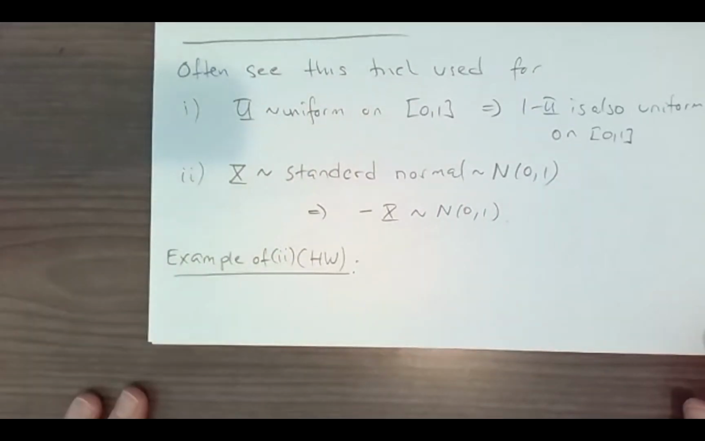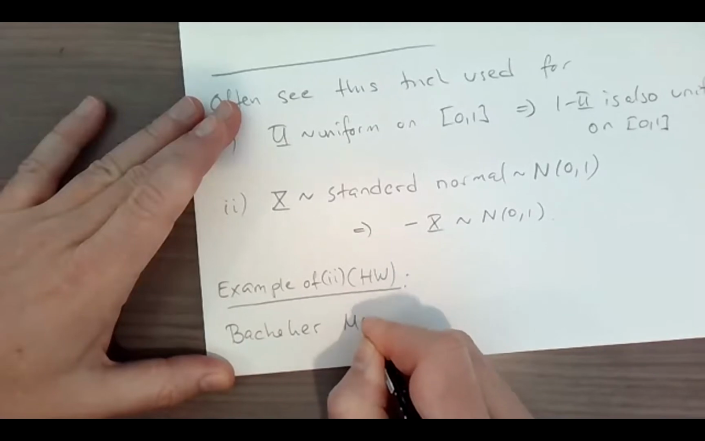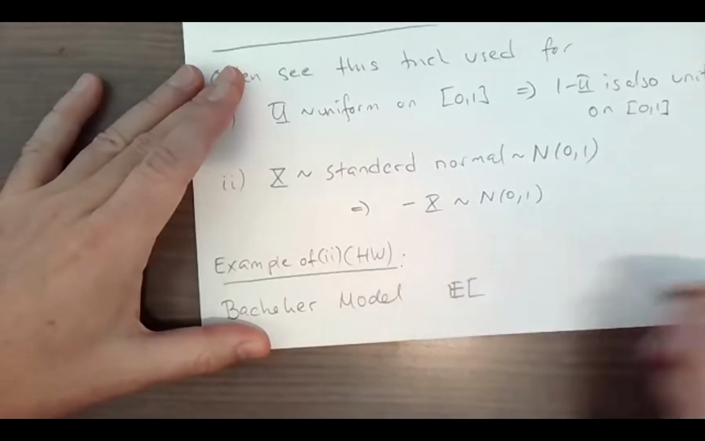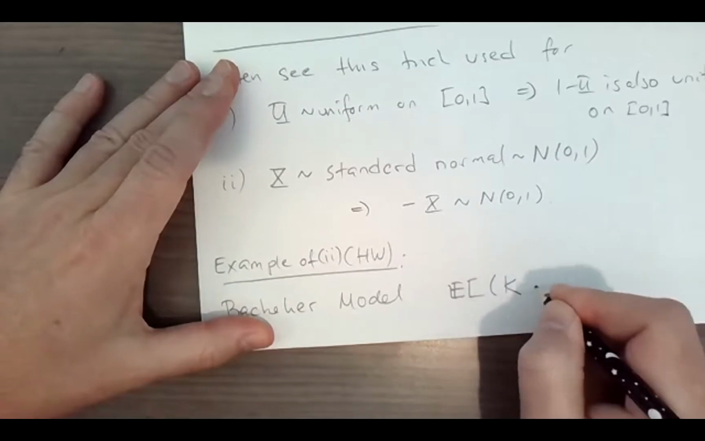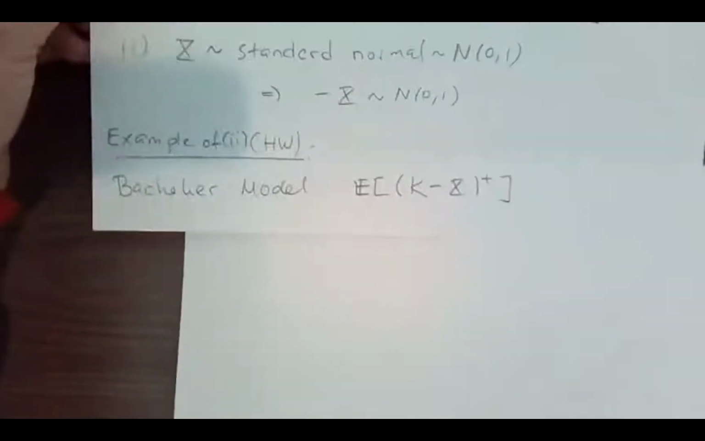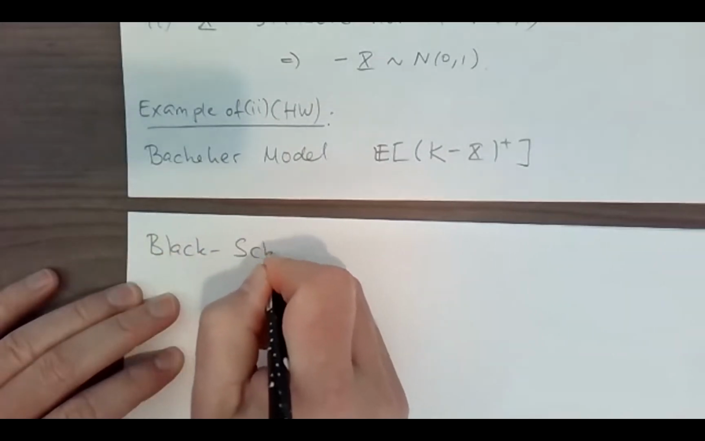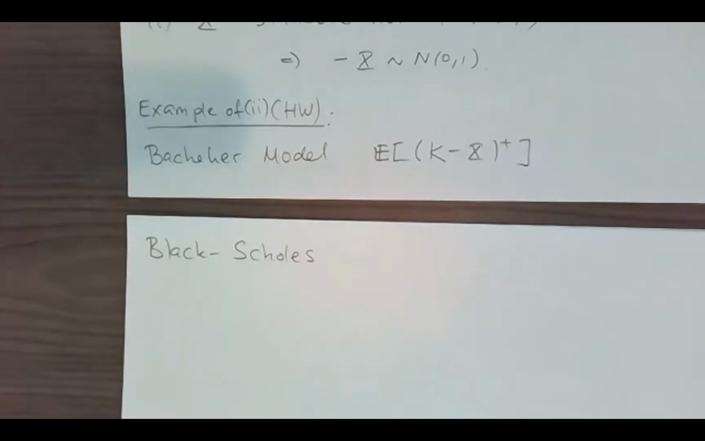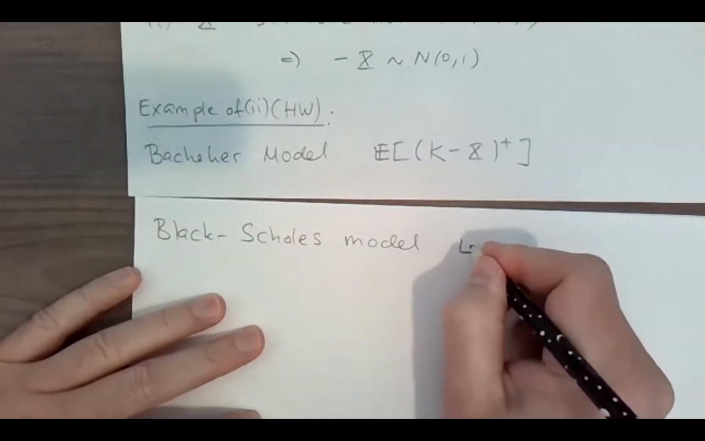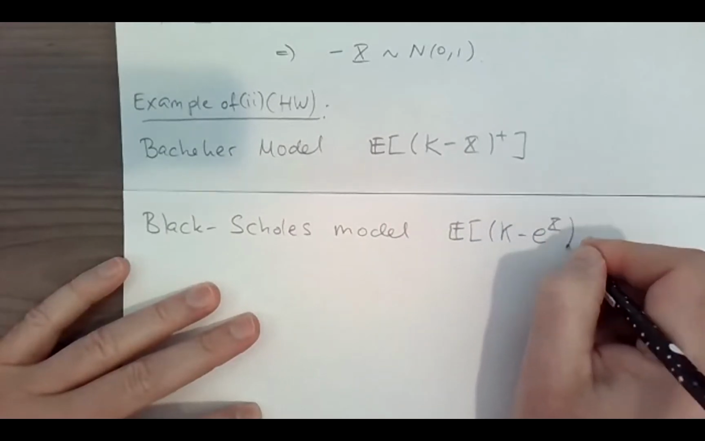When you look at the Bachelet model, your x up here is standard normal. So here you have k minus x, positive part. That's the Bachelet model. And then you also have the Black-Scholes model. This is where we're interested in calculating k minus, and then there's an exponential in here.